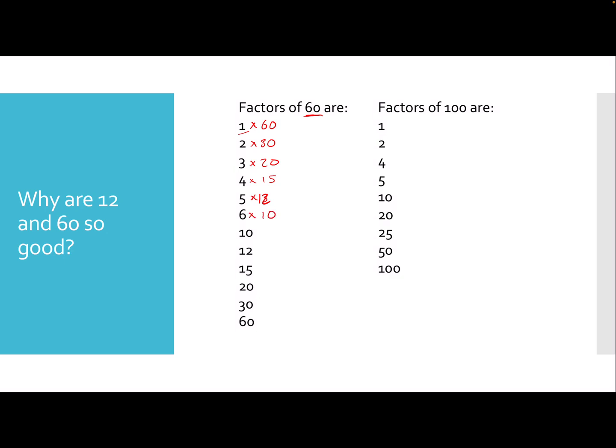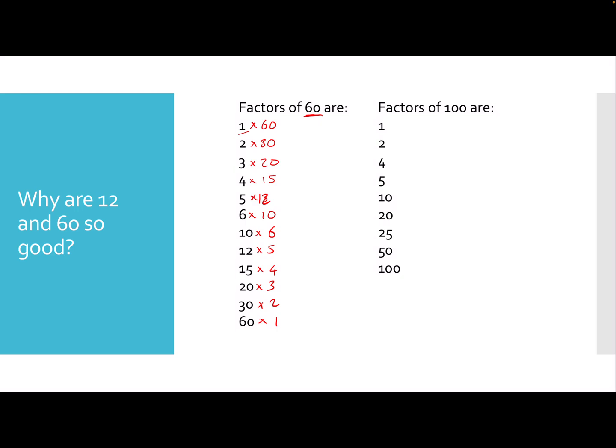I can have 10 lots of 6, 6 lots of 10, 5 lots of 12, 4 lots of 15, 3 lots of 20, 2 lots of 30, and 1 lot of 60. There are loads of different ways I can split 60 up.